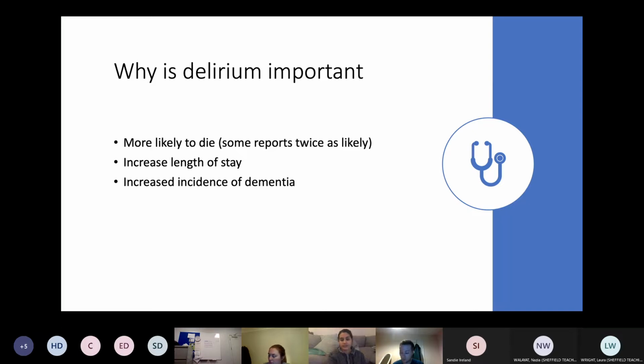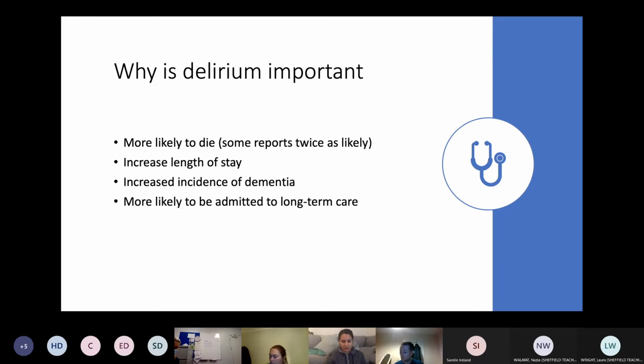There's an increased incidence of dementia if you didn't already have it. That can be if it doesn't resolve, or people who do develop delirium, even if they haven't got a known diagnosis of dementia, may have an underlying cognitive impairment that was minor, but this has brought out a more diagnosable dementia, I guess. And they're more likely to be admitted into long-term care.